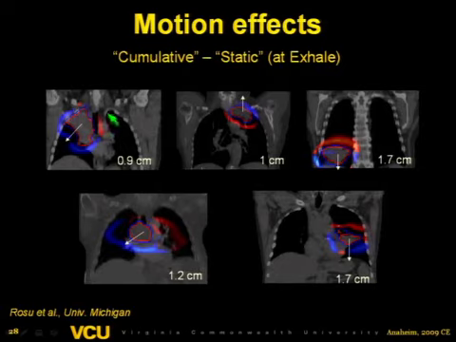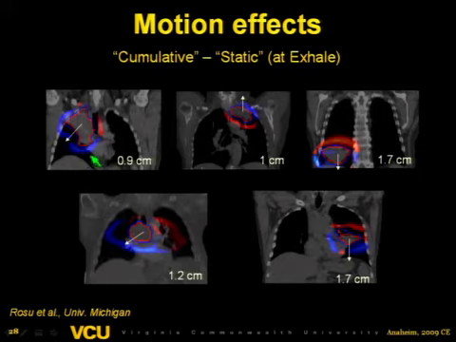So the red regions here correspond to areas that move inside the radiation field when we go from exhale to inhale. The arrows here indicate the direction of motion for each tumor from these examples. And then the blue areas are regions that move away from the radiation field, and therefore there would be less dose in those regions in the 4D dose versus the 3D dose.